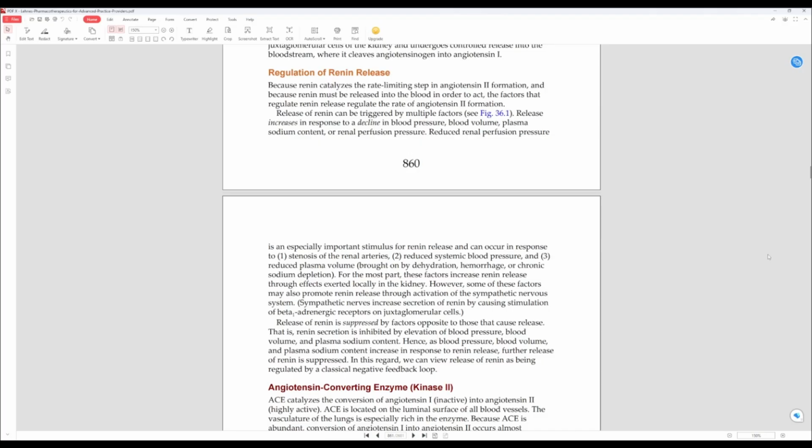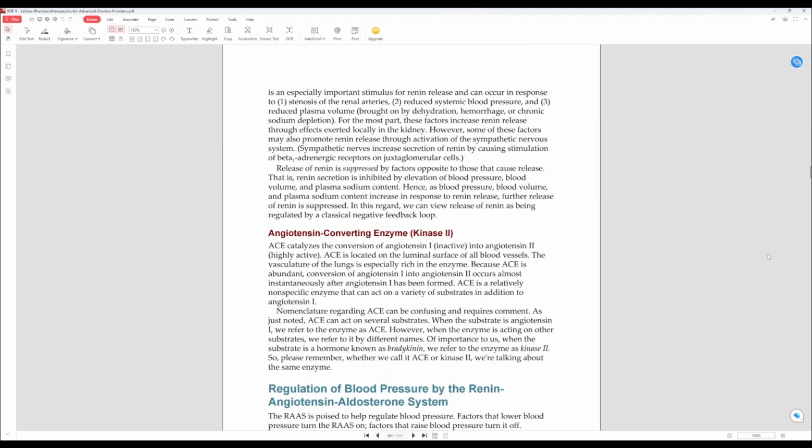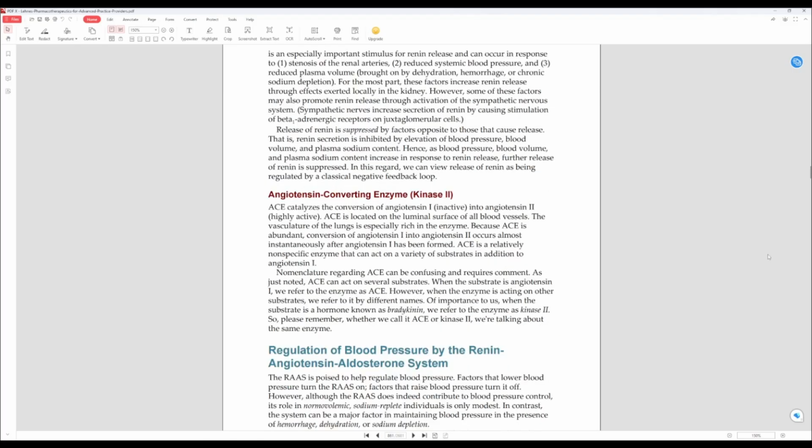So, the release of renin can be triggered by a couple different things. Release increases in response to a decline in blood pressure, blood volume, plasma sodium content, or renal perfusion pressure. Reduced renal perfusion pressure is an especially important stimulus for renin release and can occur in response to stenosis of the renal arteries, reduced systemic blood pressure, and a reduced plasma volume. For the most part, these factors increase renin release through effects exerted locally in the kidneys. However, some of these factors may also promote renin release through the activation of the sympathetic nervous system.